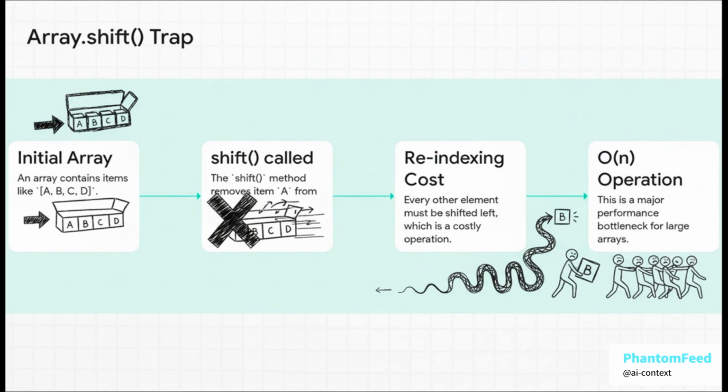Just imagine you've got a huge line of people, a queue, right? And you're using an array to manage it. When you use .shift to remove that first person from the line, JavaScript has to do a ton of work behind the scenes. It can't just, poof, make them disappear. It has to tell every single other person in that line to take one step forward. B moves to index 0, C moves to 1, and so on. Now imagine that line has 1,000,000 people. That re-indexing is an insanely expensive operation. It's an O(n) operation. And in a busy system, this is a recipe for a major bottleneck.